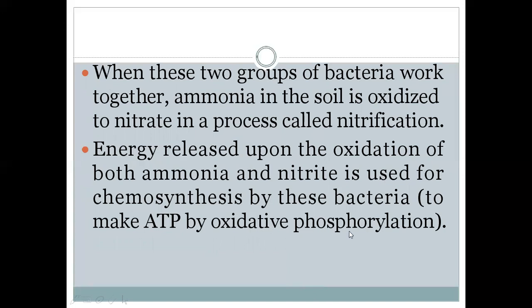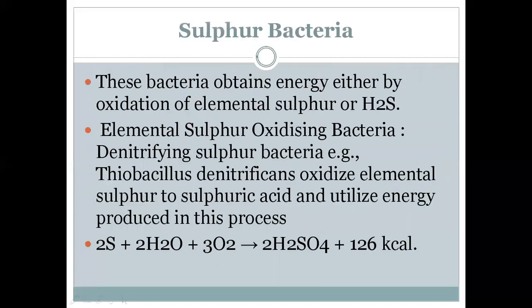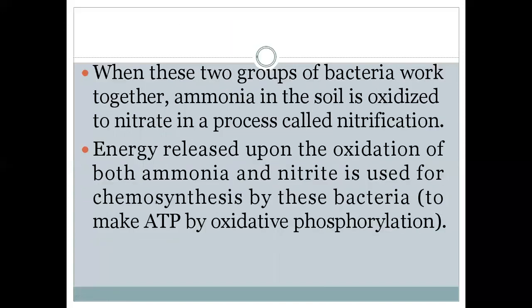to make ATP by oxidative phosphorylation. So we have seen there are two groups of bacteria with two different equations, converting ammonia to nitrate. And we have also seen that in both the equations some energy is released. That energy is utilized for making ATP by oxidative phosphorylation. So the conversion of ammonia to nitrate is called nitrification.